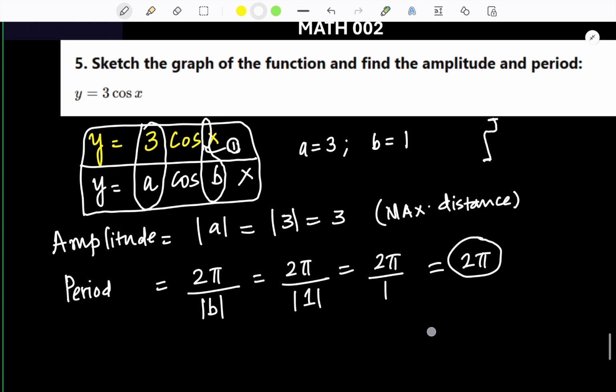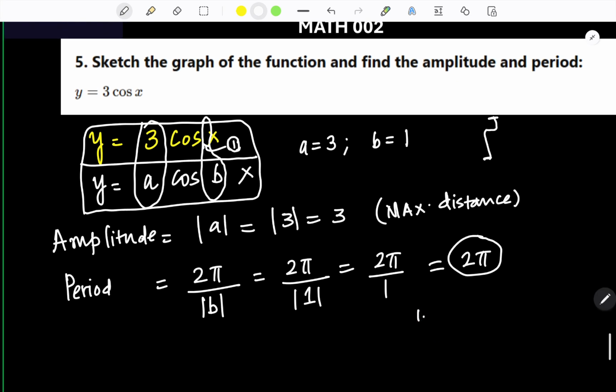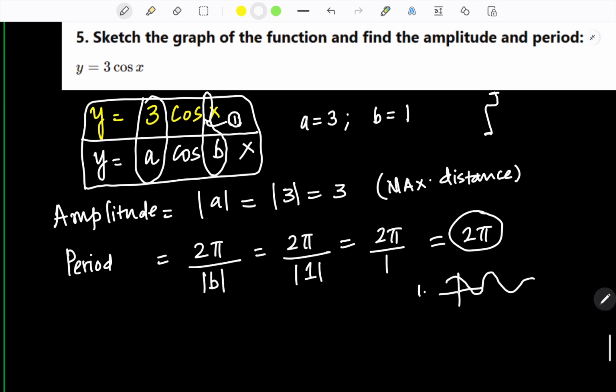What are they? Number one, the first thing you should do is go to the question. Is it a cosine curve or is it a sine curve? Cosine curve never passes through the origin. Keep in your mind, what do you mean by origin? This is called the origin, which is (0, 0).